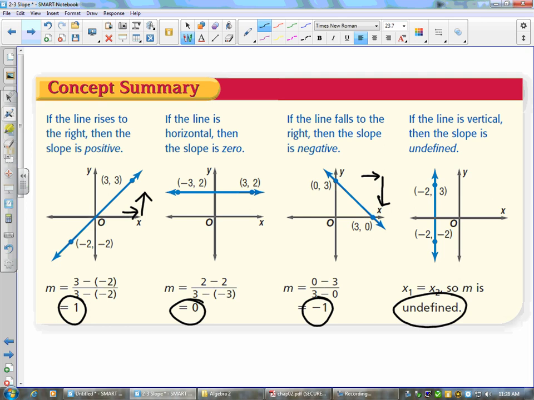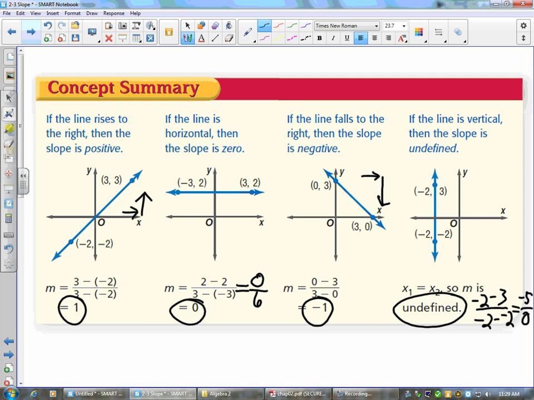What do the slopes look like? When you solve the slope for a horizontal line, you get a 0 over some number. In this case, we had 3 minus -3, which is 6, so 0 over 6. In the undefined case, if you put it in the same formula, you will get -2 minus 3 over -2 minus -2, which equals -5 over 0. So you get a 0 on the bottom. That's your undefined. You can't divide by 0.